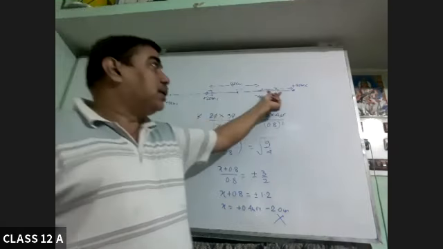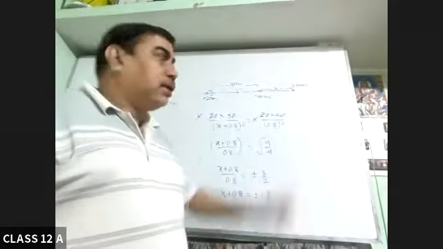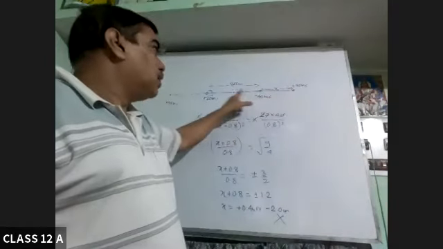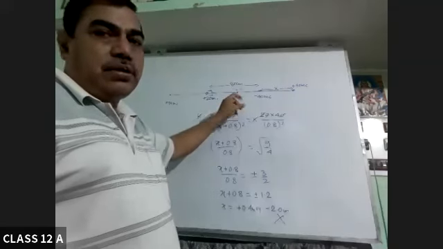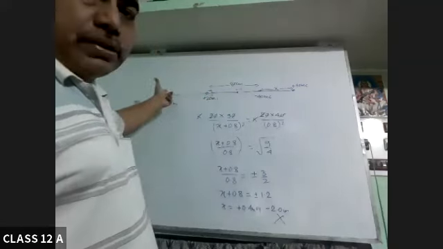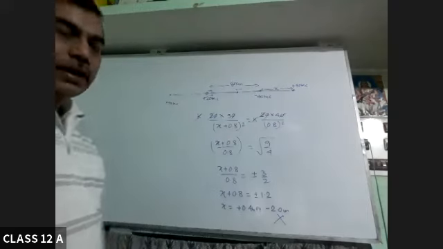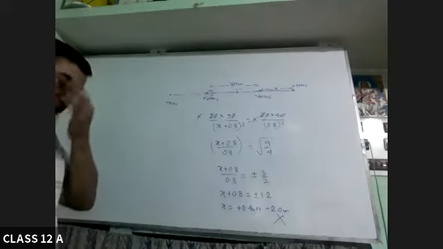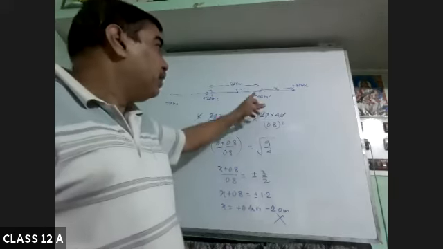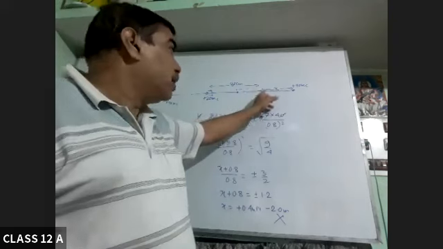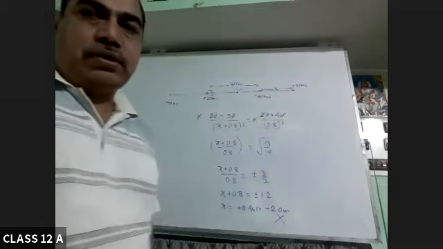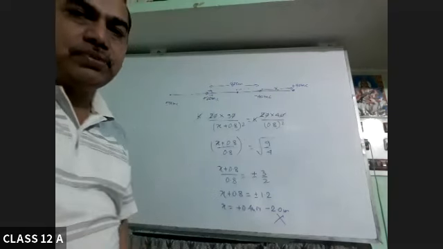So if suppose the answer is coming 20 centimeter only, then both answers are correct: 20 centimeter from here or 20 centimeter from this side. But here it is coming 2 meter, which is beyond this place. So that's why that option is not correct. So this one will be 0.4 meter from here and 1.2 meter from this one. That is the correct option.